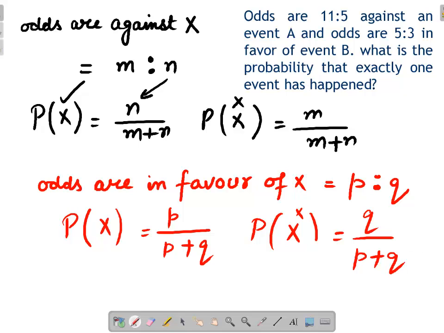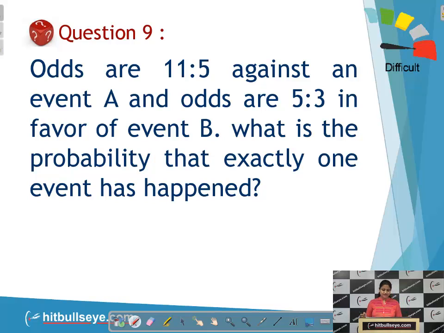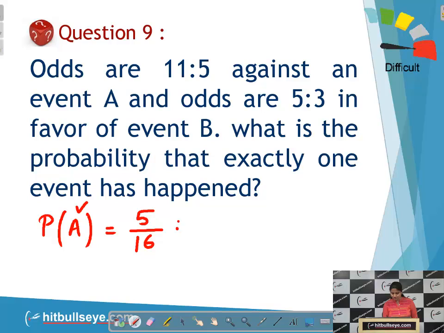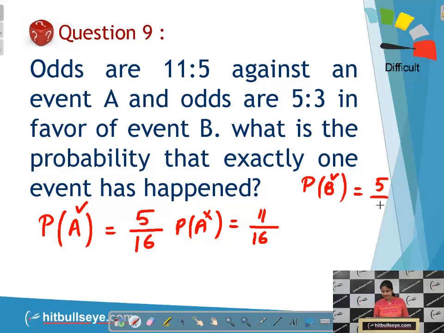Now moving to the question. It says odds are 11:5 against an event A and odds are 5:3 in favor of event B. So what is the probability of happening of A? It will be 5 by 16. What is the probability of not happening of A? It will be 11 by 16. Similarly, the probability of happening of B will be 5 by 8. And the probability of not happening of B will be 3 by 8.